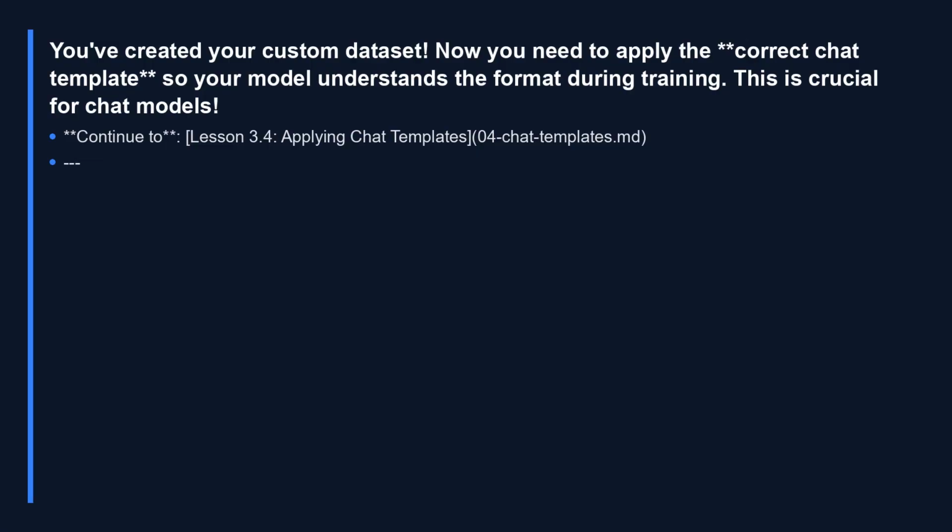What's next? You've built your custom dataset. The next problem is making sure your model can actually read it. Chat models don't just consume raw message dictionaries. They expect the conversation to be formatted according to a specific chat template that varies by model family. Get that template wrong, and your training data becomes noise. Lesson 3.4 covers exactly how to apply chat templates correctly, and it's one of the most common places where fine-tuning setups silently break. Don't skip it.